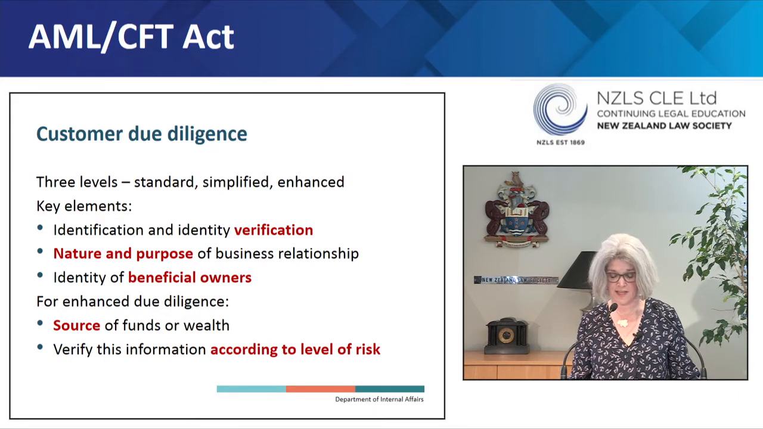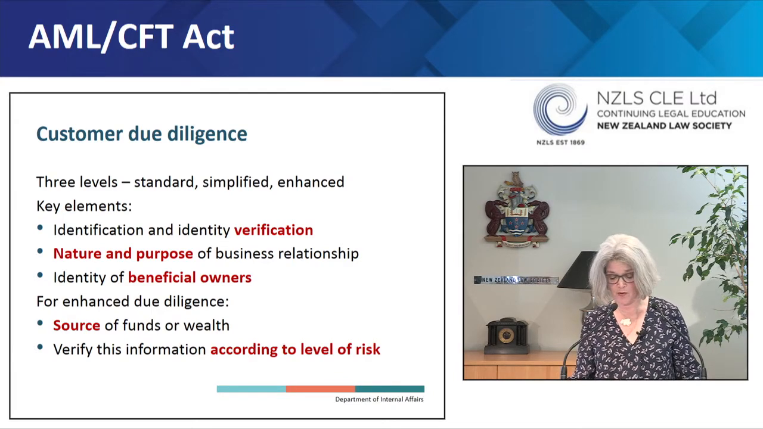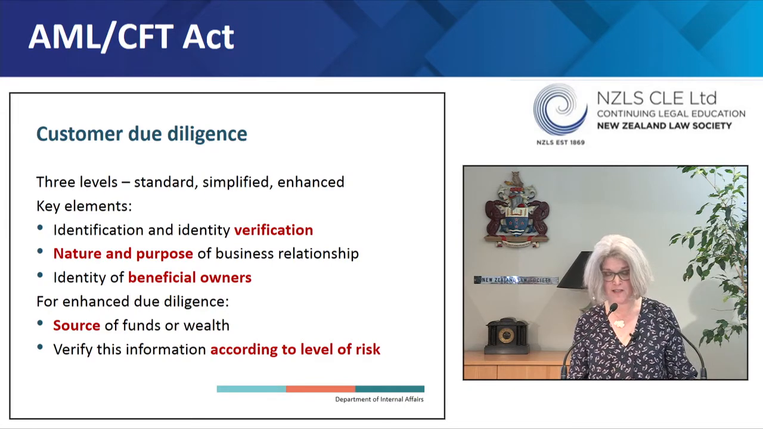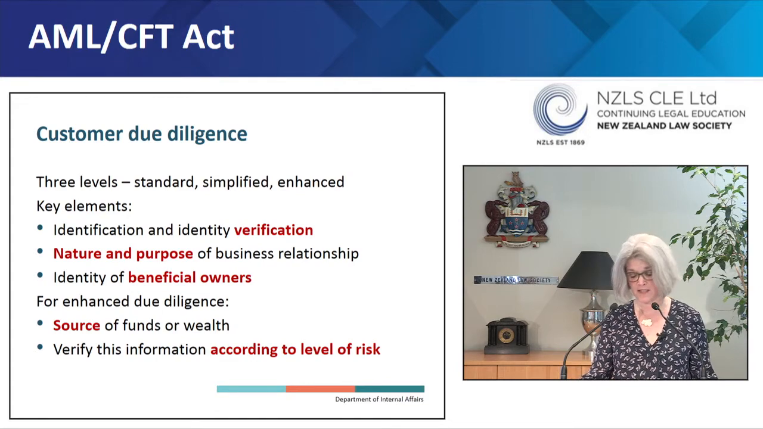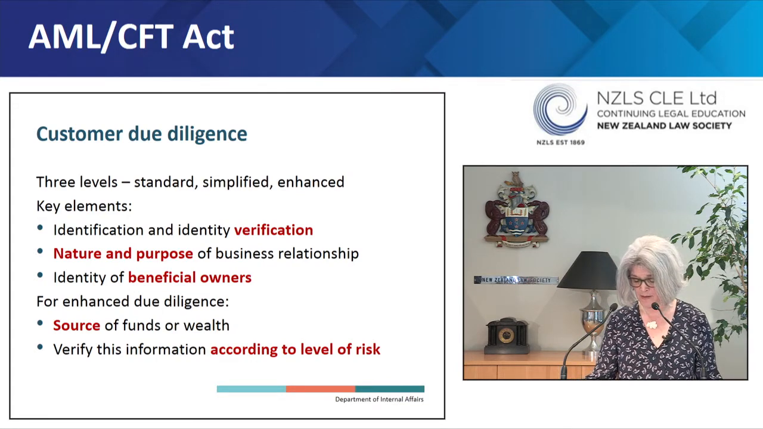So the 3 levels are standard CDD for most common situations. For this, you're required to identify individuals by requesting identity information and verifying that information, seek information on the nature and purpose of the business relationship, and identify the beneficial owners of companies, trusts, and other arrangements. And for simplified CDD, that will be quite unusual. So you use that with specific customers or customer types that are considered to be low risk and that are specified in Section 18.2 of the Act.